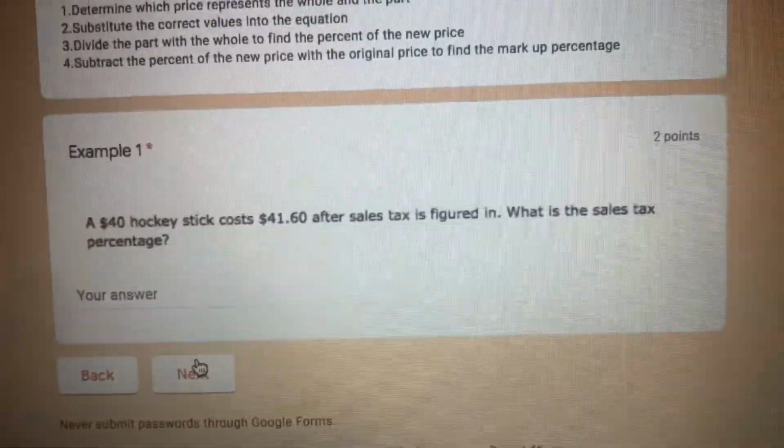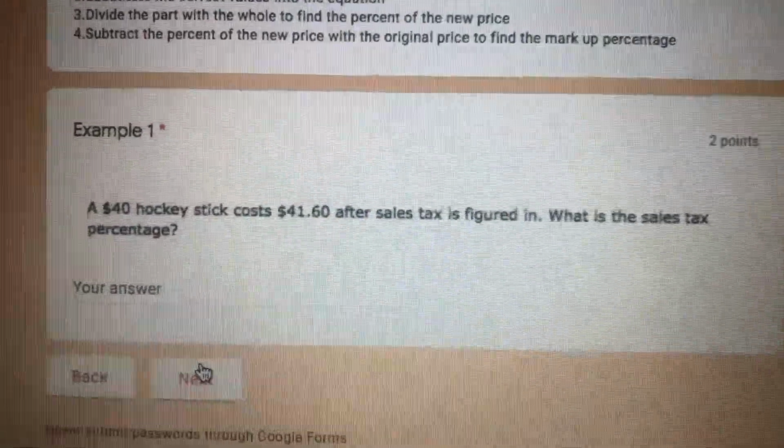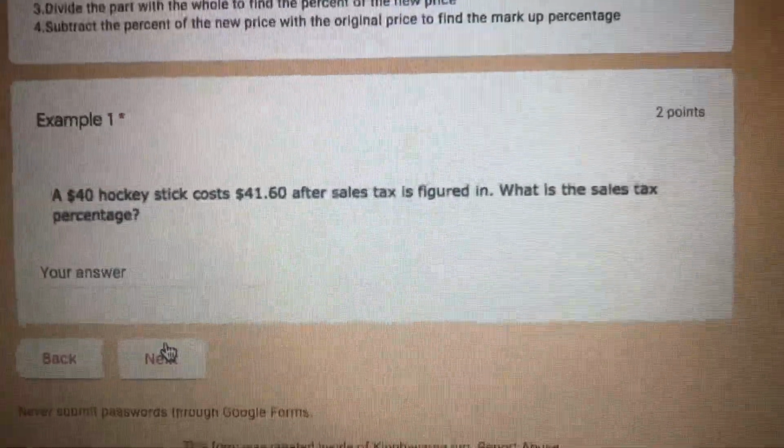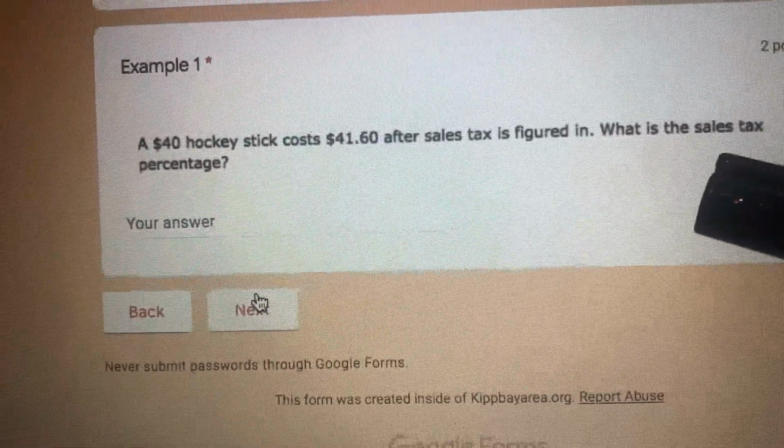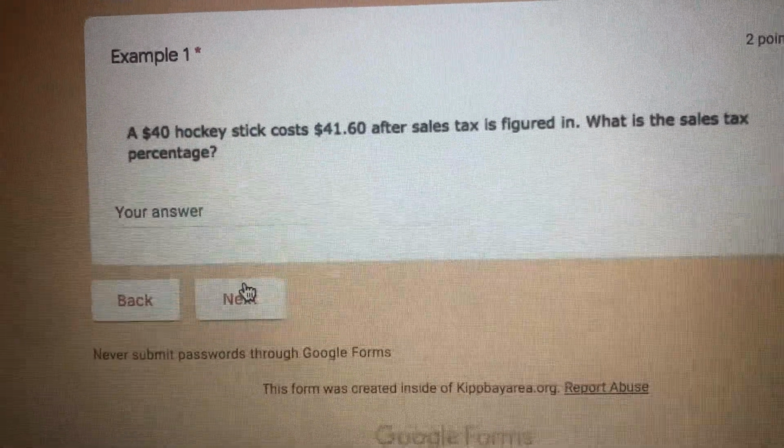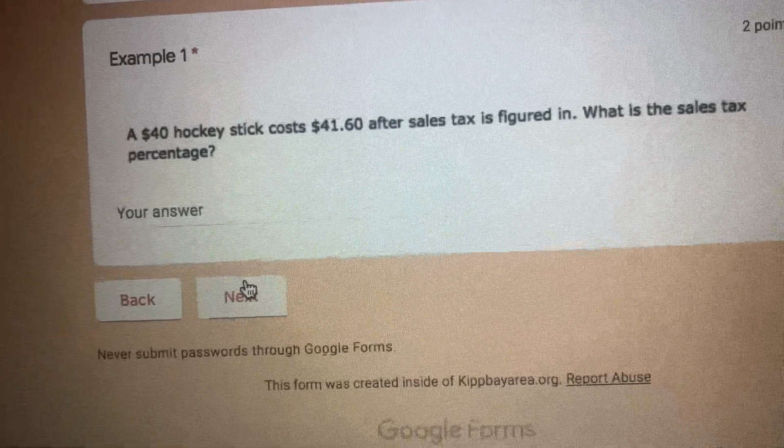So today's lesson is going to be very similar to yesterday's lesson. It's basically just extra practice on what we've been learning. So today it's just going to be different context. Yesterday we learned about markup. Today it's going to be sales tax and discount.